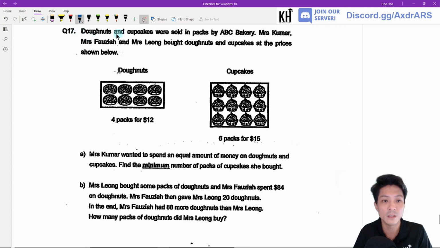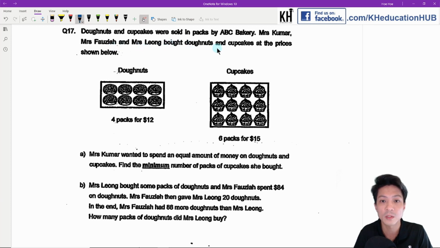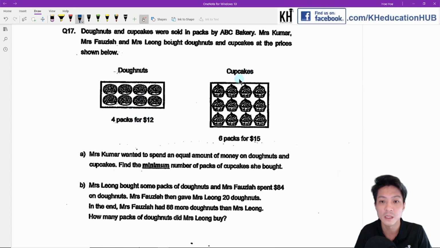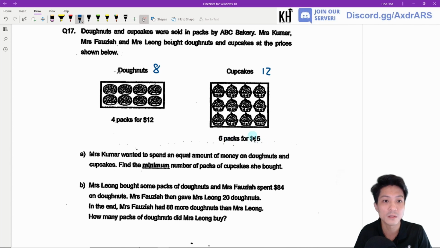Okay, question 17. Donuts and cupcakes were sold in packs by ABC Bakery. Mrs. Kumar, Mrs. Fauzia, and Mrs. Leong bought donuts and cupcakes at the prices shown below. So for donuts, one pack has 8 donuts, so 4 packs is $12. For cupcakes, there are 12 in a pack, and 6 packs is $15.